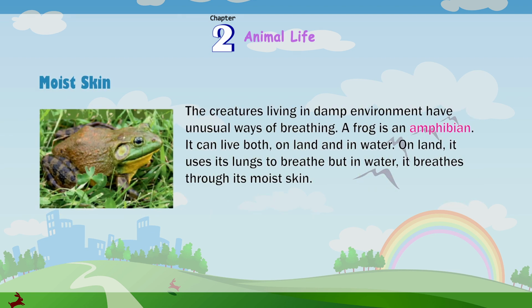Moist skin. The creatures living in damp environments have unusual ways of breathing. A frog is an amphibian. It can live both on land and in water. On land, it uses its lungs to breathe, but in water, it breathes through its moist skin.